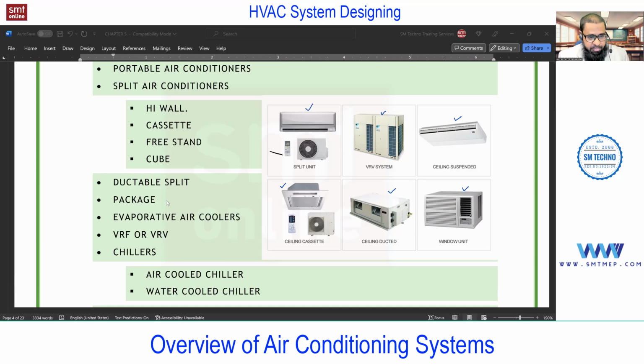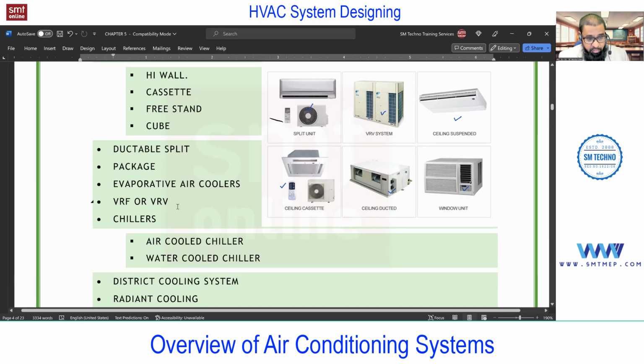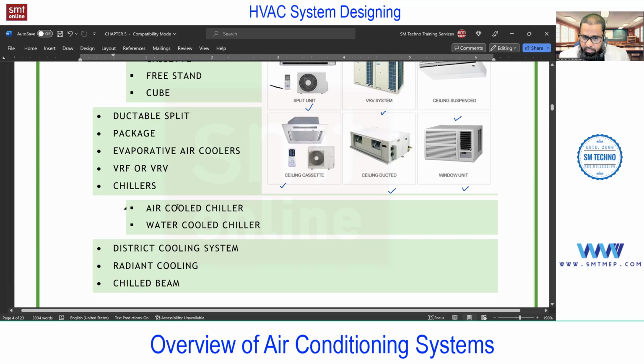Next, package, then air coolers, then we have VRF and VRV. From a technology point of view, both are the same, only the name is different. Next, chillers, very important as per the syllabus and as per design point of view also. We have a separate part for chill water pipe sizing, that is for chillers only. In chiller you'll find air cooled and water cooled, if you talk about the vapor compression cycle. But we have a vapor absorption chiller also, which works on the vapor absorption cycle.